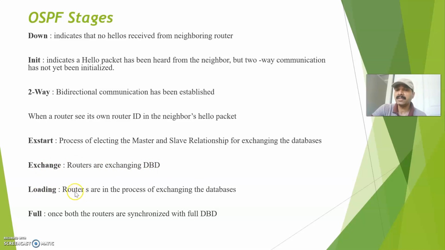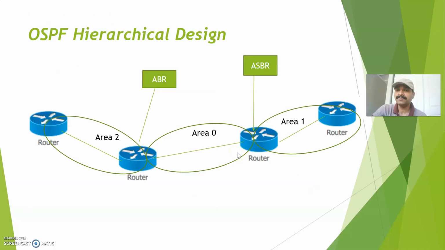And loading is the loading stage. Assume both routers are not yet synchronized. It is the process of loading all the LSDB database. Assume R1 does not have any update. It will send a link state request to the neighboring router and R2 will send a link state update. When it is the process of synchronization, we call it the loading stage. When both R1 and R2 completely synchronize the LSDB database, we call it the full stage.